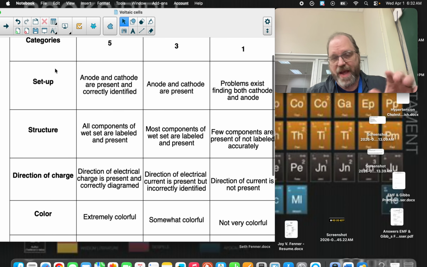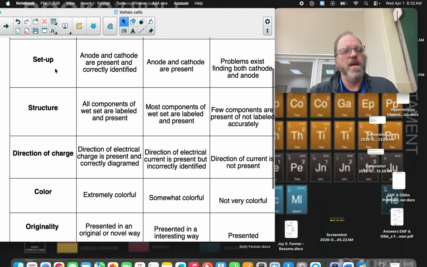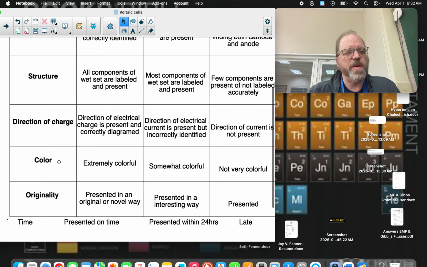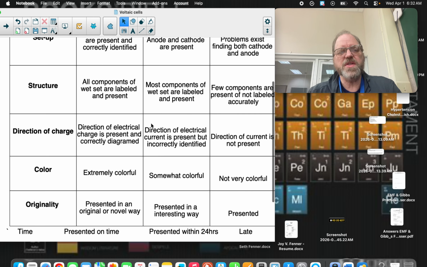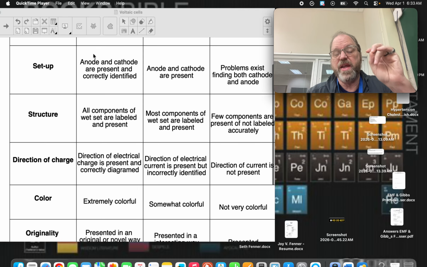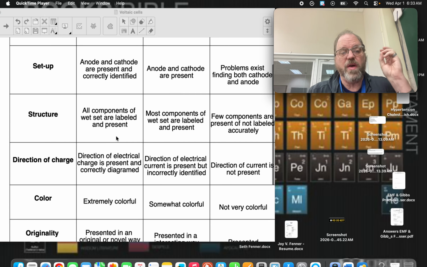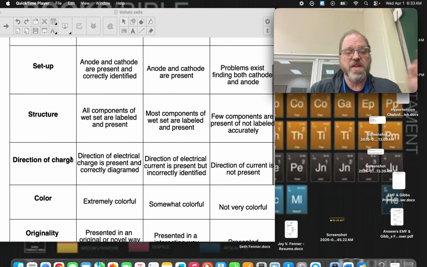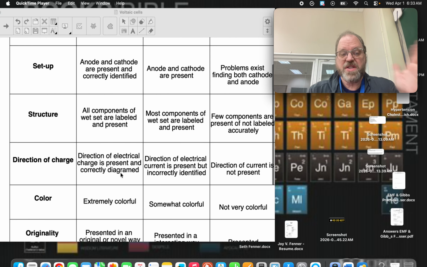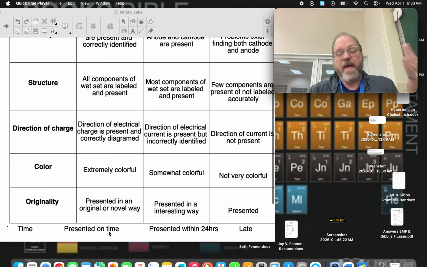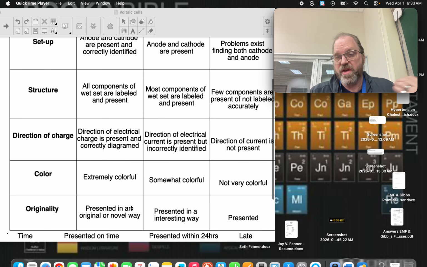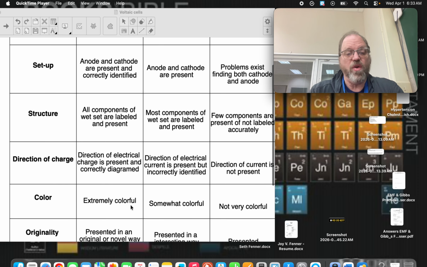Now there's a way that I scored this, so you can just know. There are 5, actually 6, parameters set up. The cathode and anode are present and correctly identified. The structure, all components of the wet cell, are labeled and presented. The direction of the charge, which way the electrons are moving and which way the current is going, is labeled inside there. That it's colorful, that it's original, and that it was presented on time. So that's the way that I graded it, and that was 5, 10, 15, 20, 25, 30 points. Again, this is just for you if you want to.